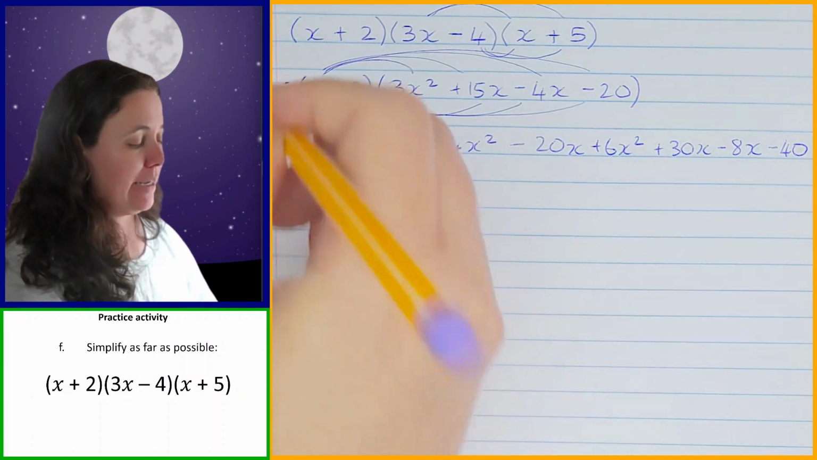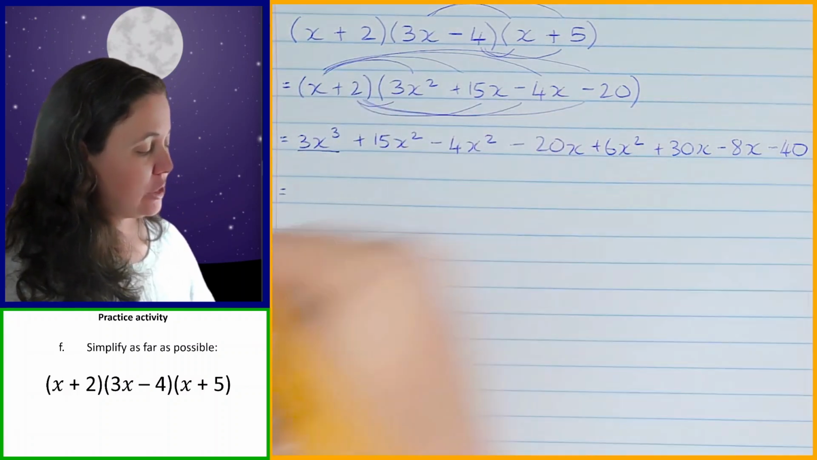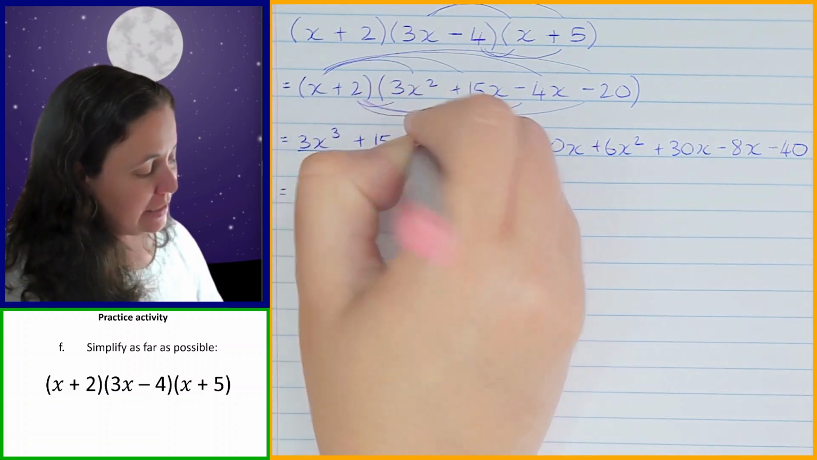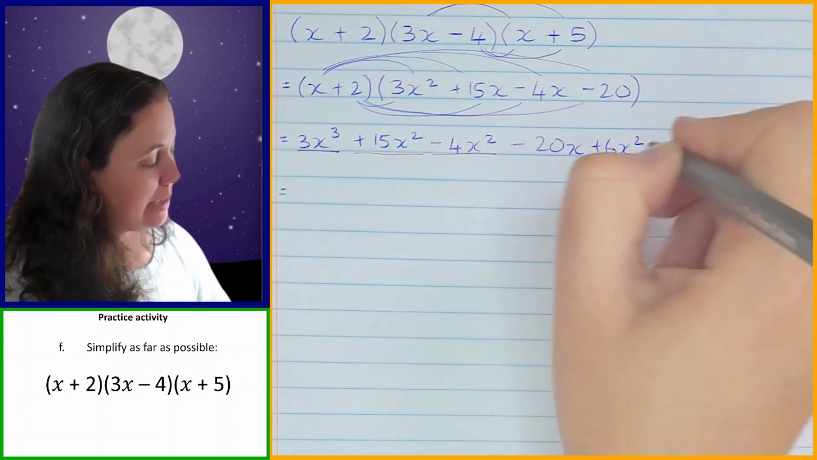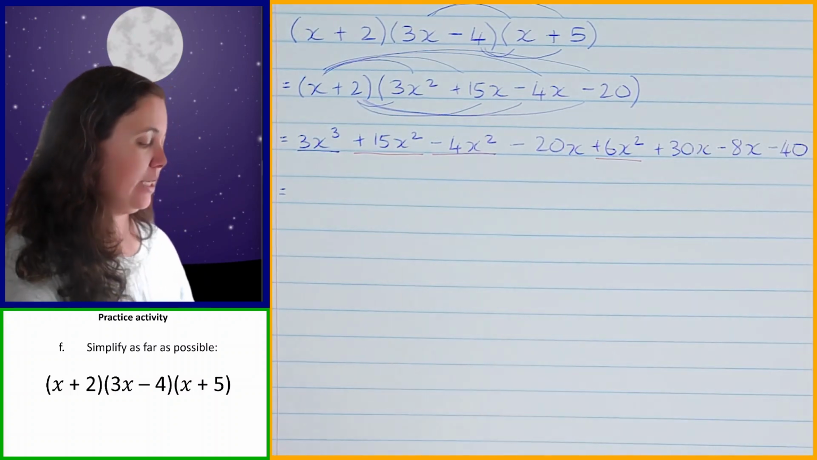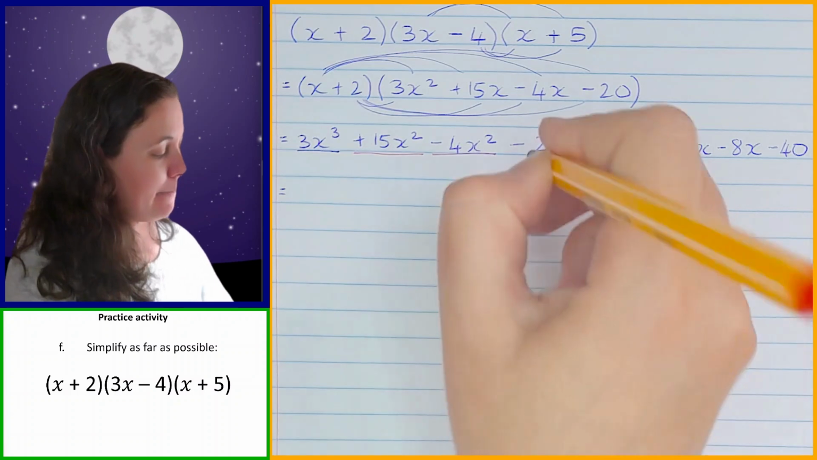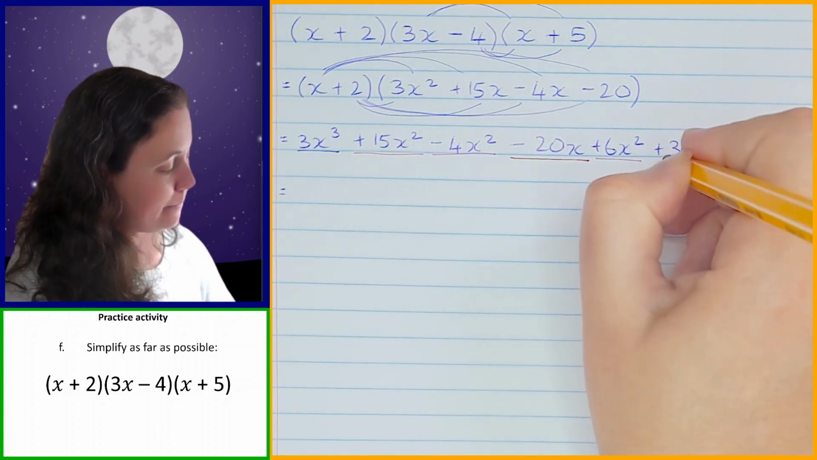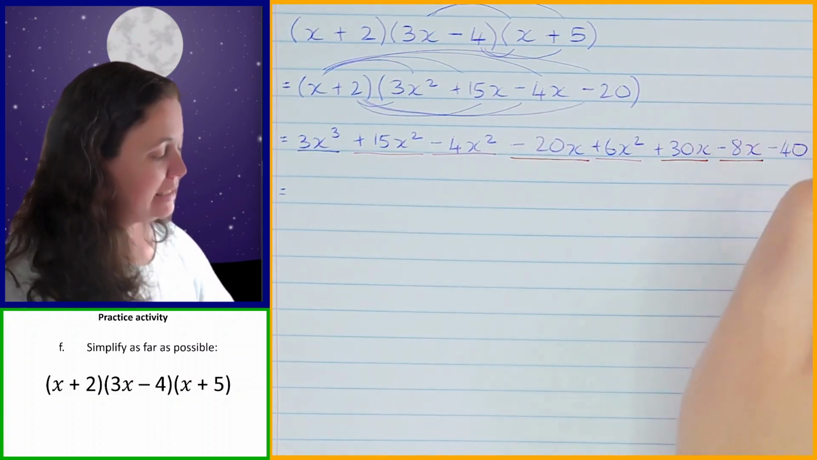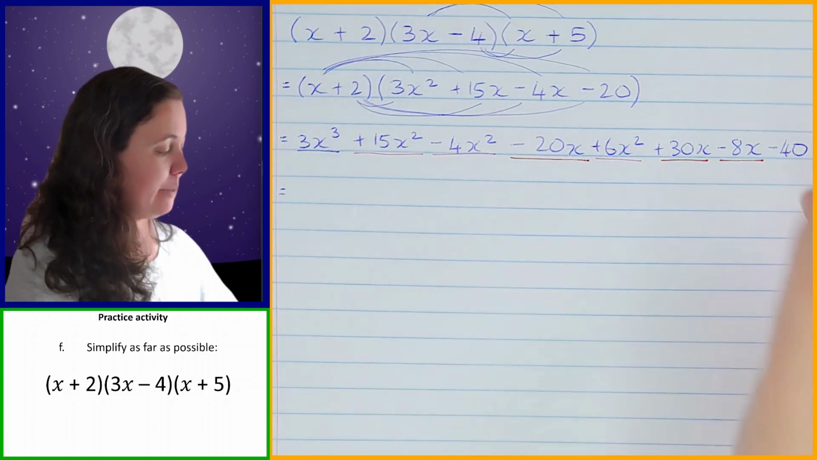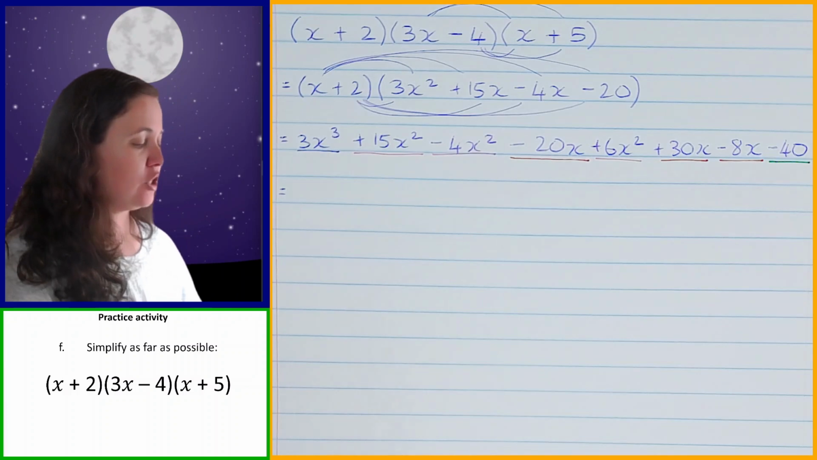So first I've got my x cubed. There are no other x cubed over there. Then I've got plus 15x squared and minus 4x squared. And over here I've also got plus 6x squared. Then over here I have got minus 20x, plus 30x, and minus 8x. And then I only have one constant, which is the minus 40. Okay, so let's go and simplify.